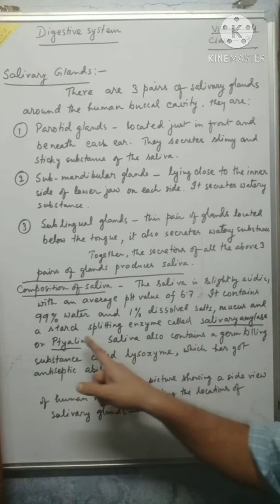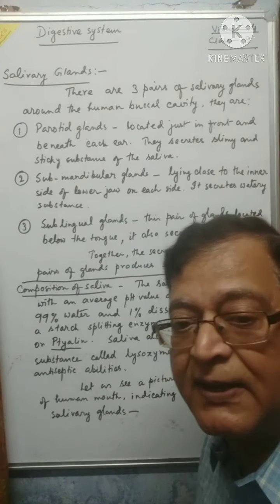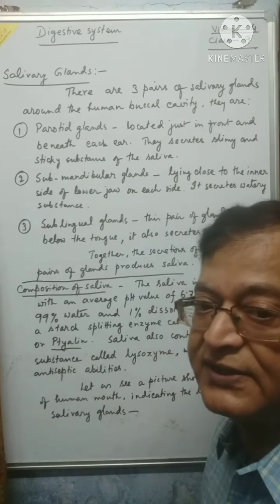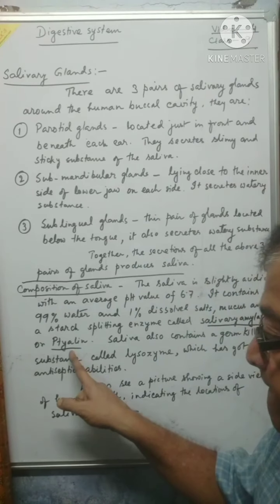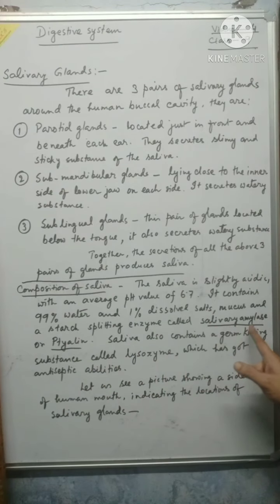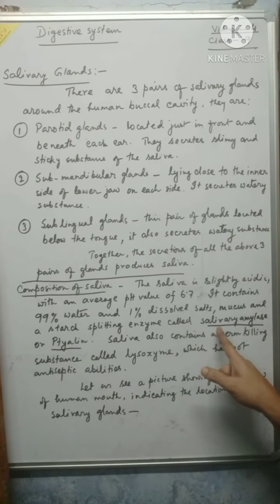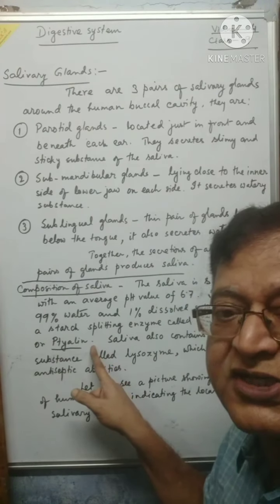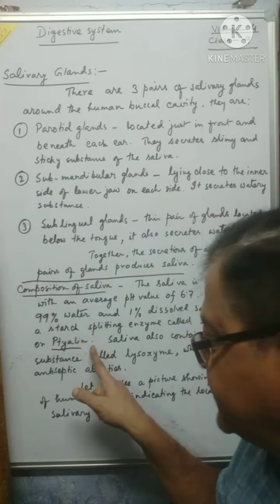It also contains mucus and a starch splitting enzyme called salivary amylase. This starch splitting enzyme is also called ptyalin, with a silent P. It breaks down starch partially. About digestion we will study later.